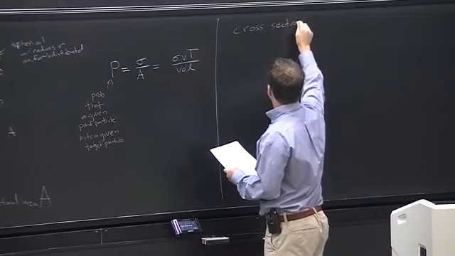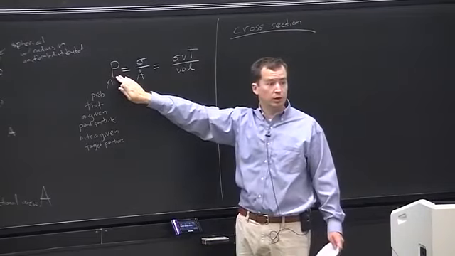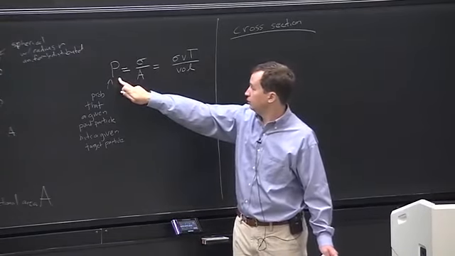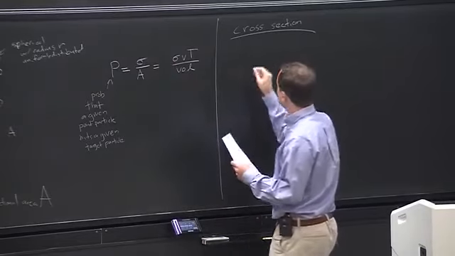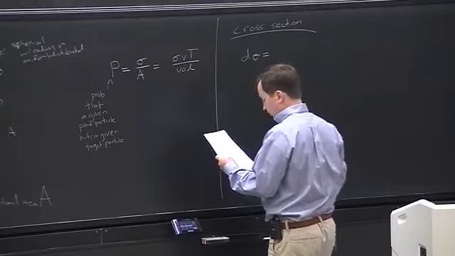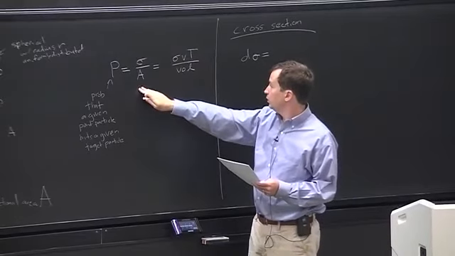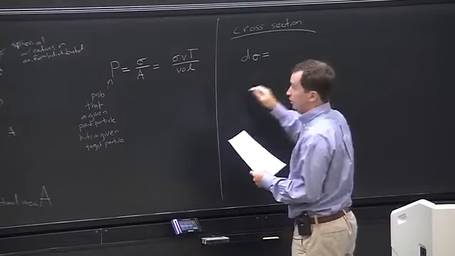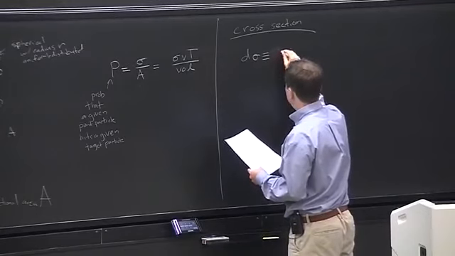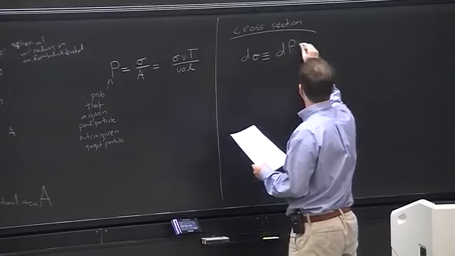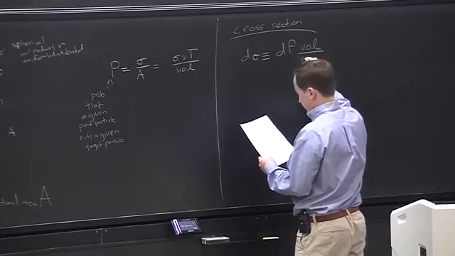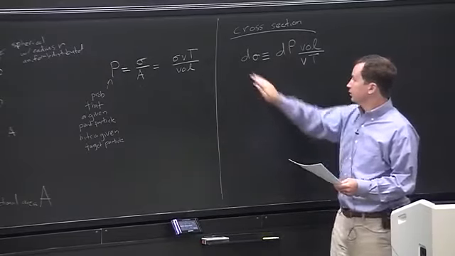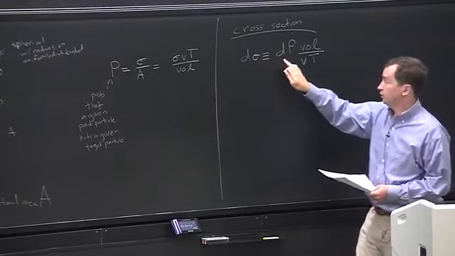So quantum mechanically, probability is something we know how to calculate. And we can relate the cross-section, or the differential cross-section, to it. An infinitesimal version of this equation is defined to be the infinitesimal probability times the volume divided by Bt. And so this is a measure of the interaction strength.